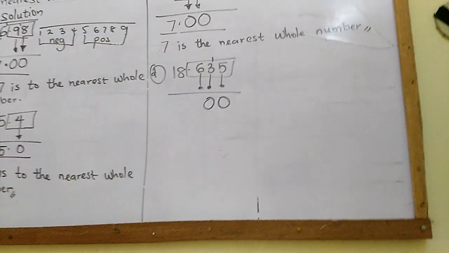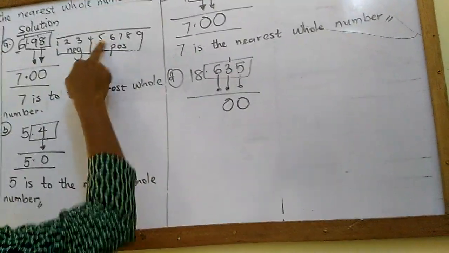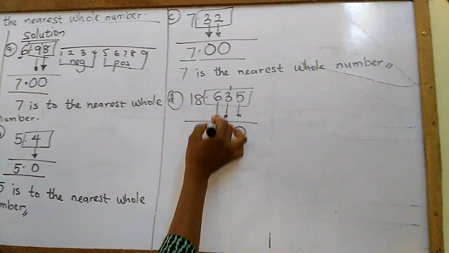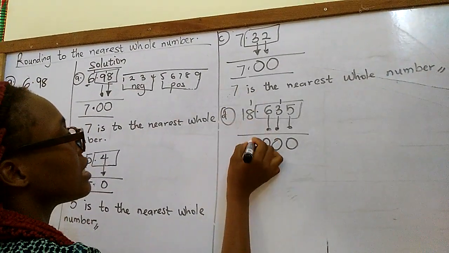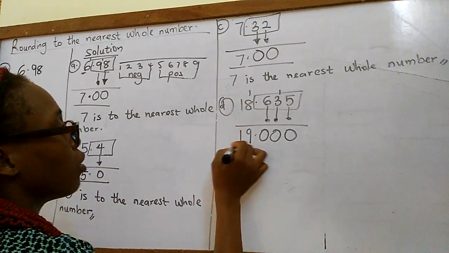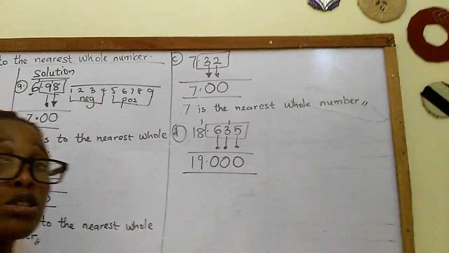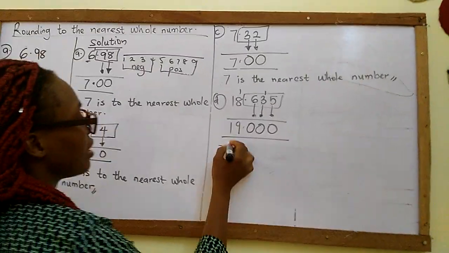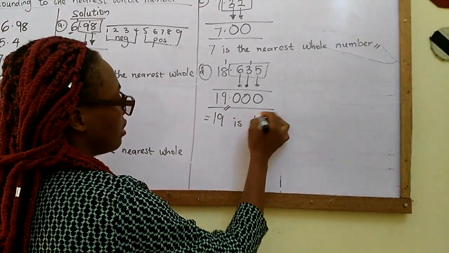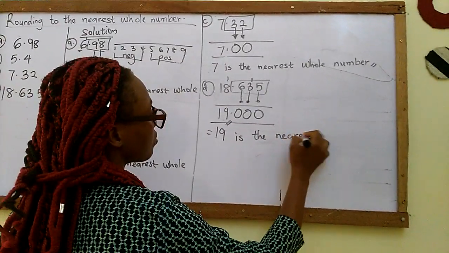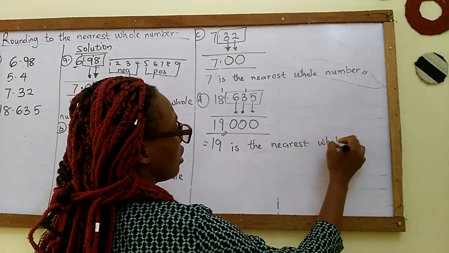Now this is 6. Is 6 negative or positive? 6 is positive. That means when we write down 0, we can actually take 1 up. Don't forget to put this point. 8 plus 1 is 9. Then bring down your 1. You have the nearest whole number. We don't need the point. So we have 19. This is what we need. 19 is the nearest whole number.